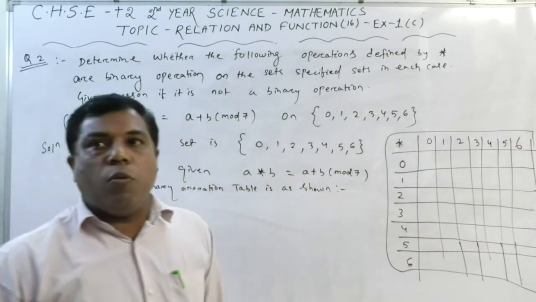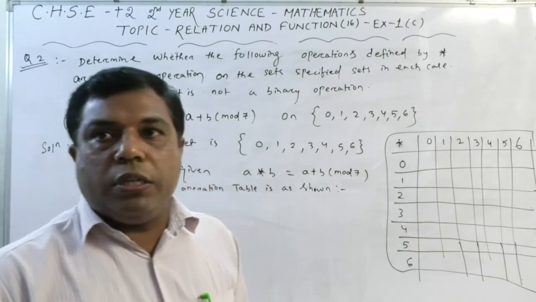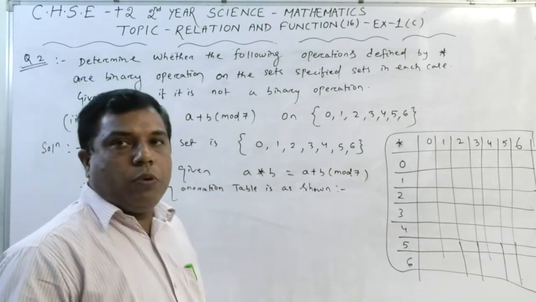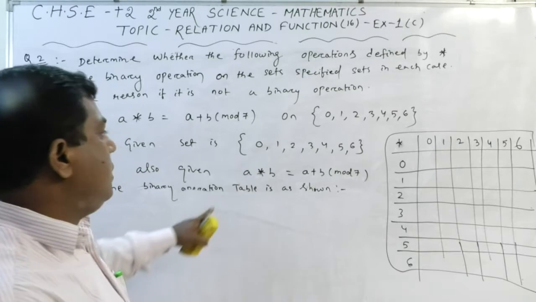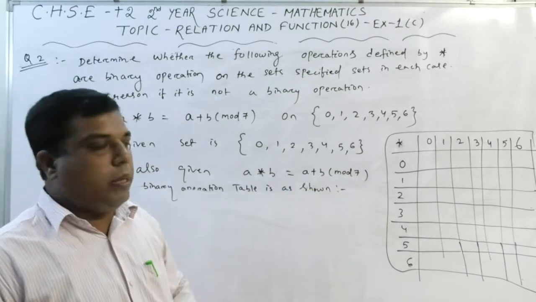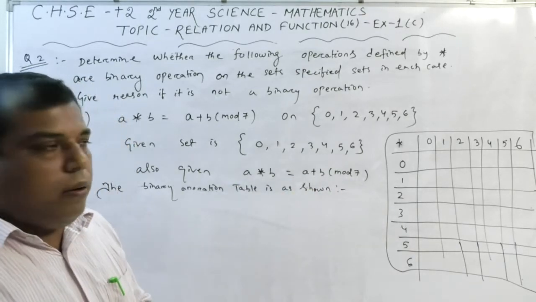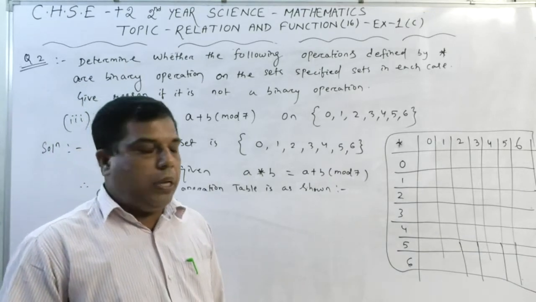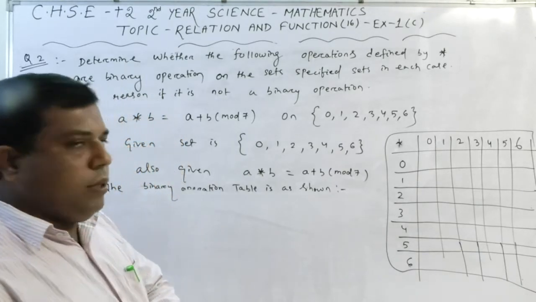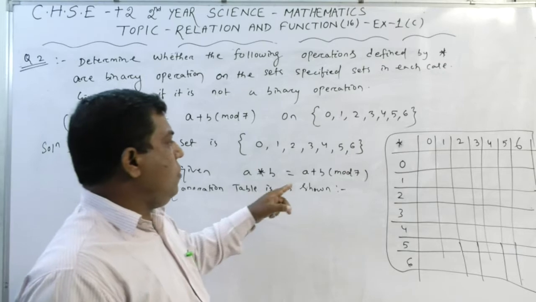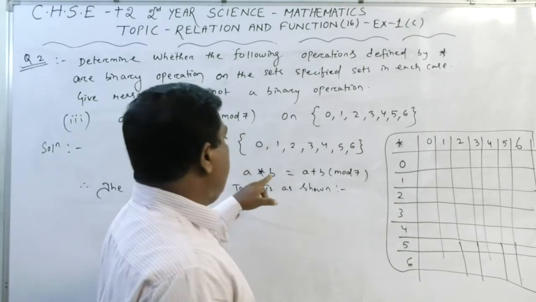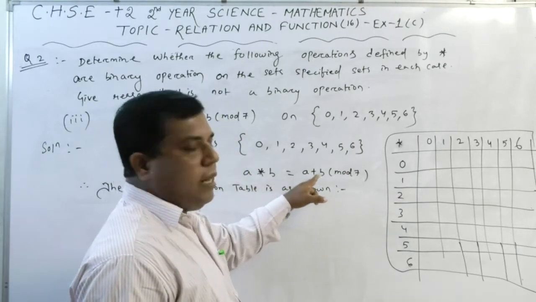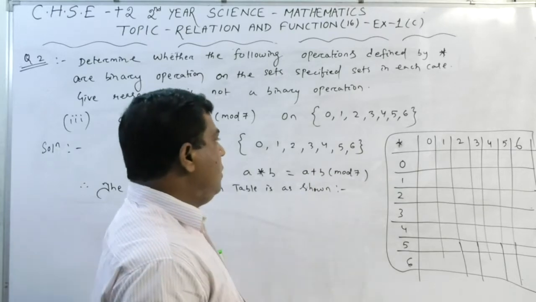So this is an operation table where we have to compute. What is given? A star b equal to a plus b modulo 7. All the properties can be verified from here, and we can check it also. So you see what happened? It is given a plus b modulo 7.